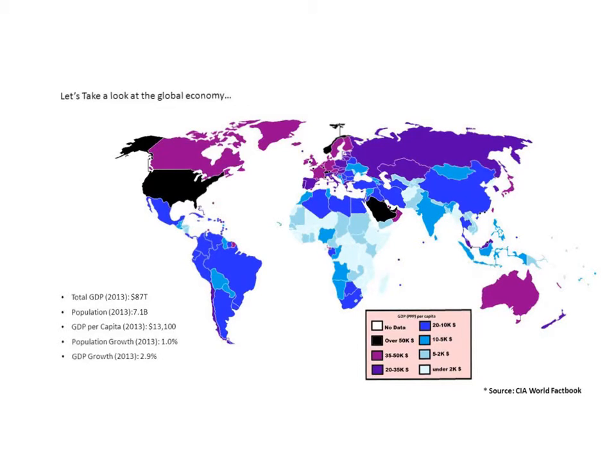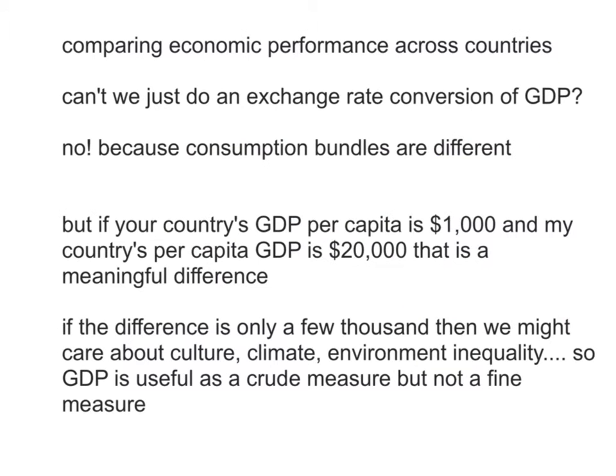Let's take a quick look at global differences in GDP. We're using data from 2013 and 2013 dollar amounts. And you see countries with different colors according to their GDP per capita. Now let's go to the next slide. If we compare countries with different GDP per capita, isn't that an easy thing to do? Don't we just take the exchange rate and do a conversion?